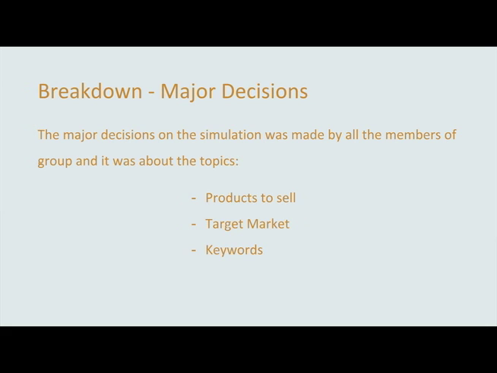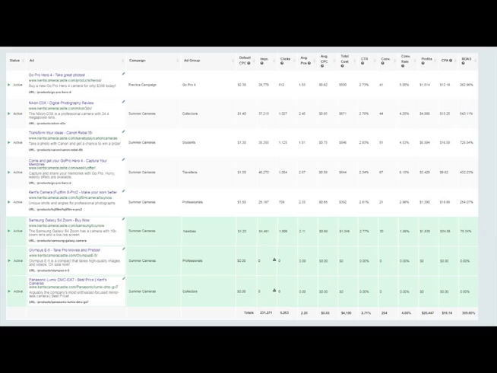In the breakdown of major decisions of the simulation, the group was expected to choose the right product to sell, the target market, and especially the most important part was the keywords for our group. As you can see, these were the ads that we made.